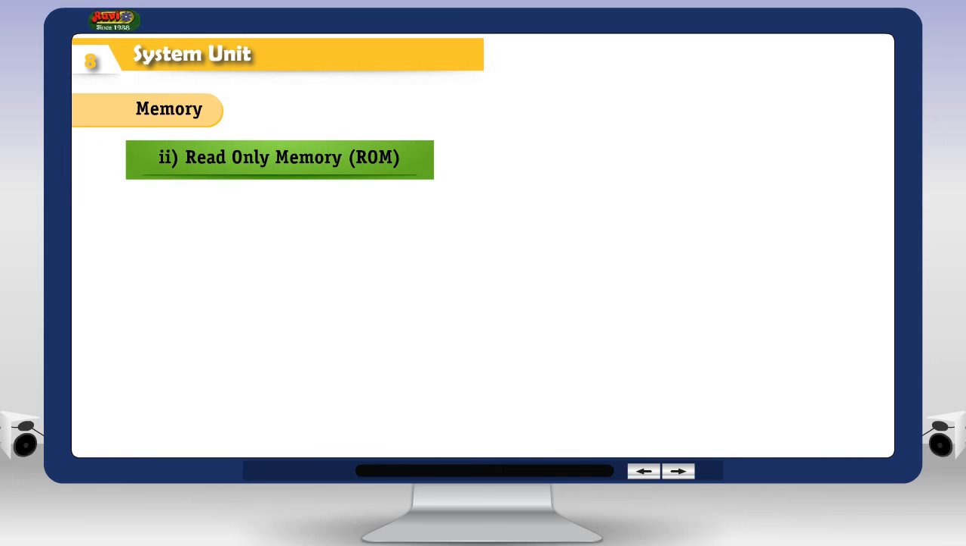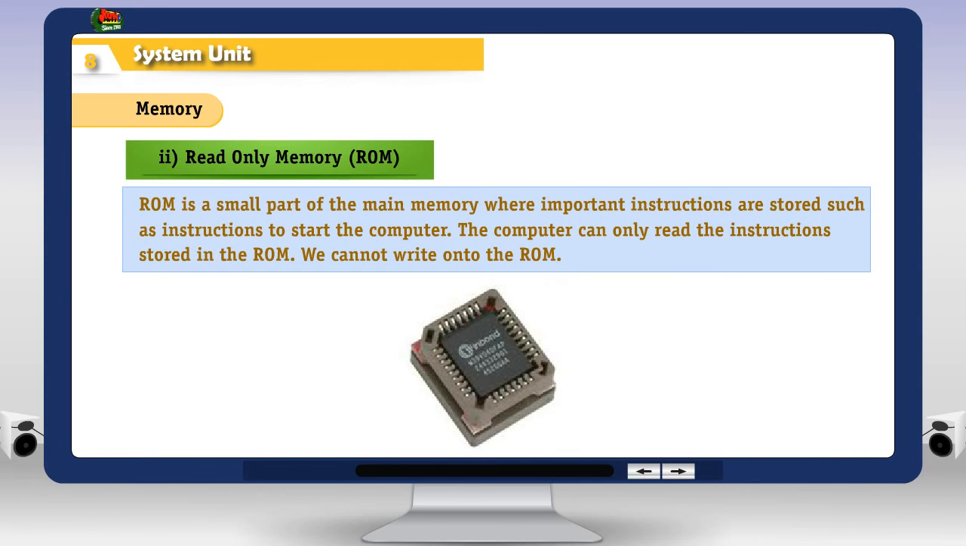2. Read-only memory (ROM). ROM is a small part of the main memory where important instructions are stored, such as instructions to start the computer. The computer can only read the instructions stored in the ROM. We cannot write onto the ROM.